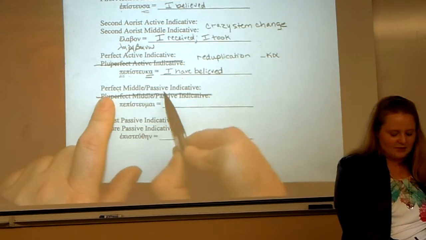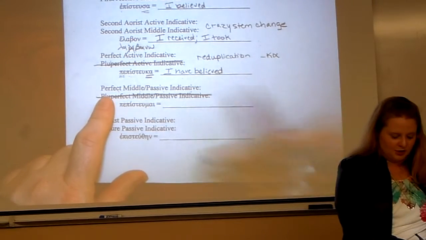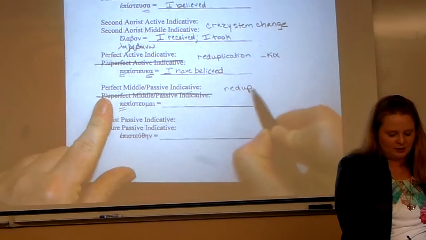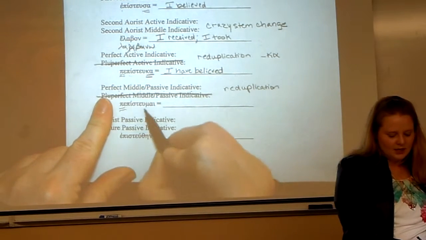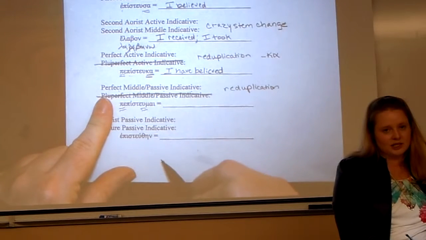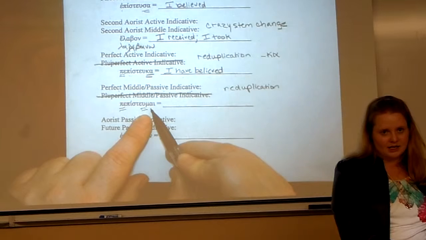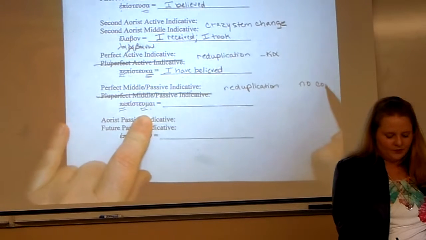The perfect middle passive is very, very similar, even though they're slightly different. They're very similar. So again, you have the reduplication. That's your key in the perfect. Reduplication. That's what you're looking for. Then another neat characteristic of it is it's got the passive endings. So you look at this, mai, sai, tai, metha, sthe. But it has no connecting vowel.